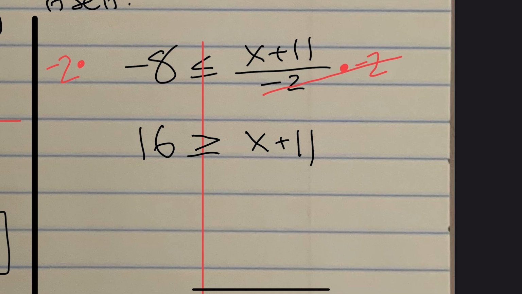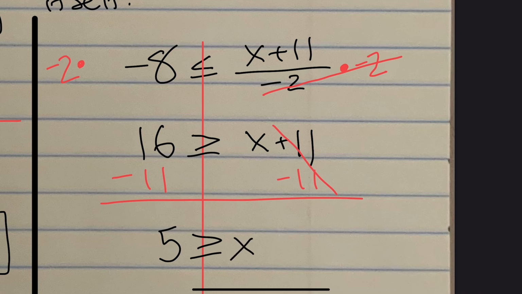All right, so now we still want x alone. I see that plus 11 is in my way over here. So I'm going to subtract it from both sides, and that'll get it out of here. Okay, so that's going to leave me with 16 minus 11. Well, that's 5. Still have that same sign, and our x is all that's left over here.